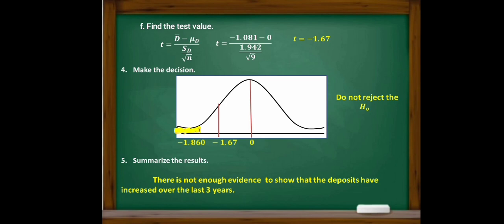Then, step 5, summarize the results. There is not enough evidence to show that the deposits have increased over the last 3 years.